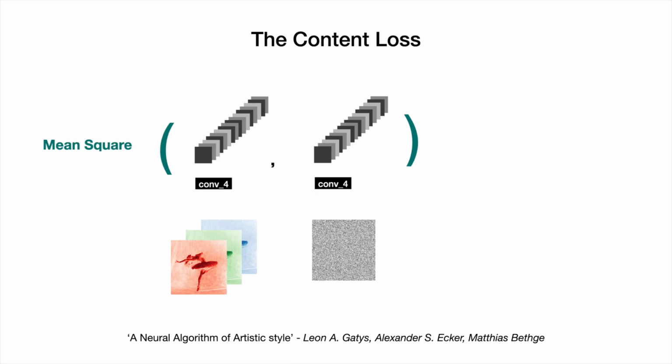During the training, we don't update the weights and biases of the network. Instead, we only update the pixel values of this white noise image. Eventually, this white noise image will have the content of the content image. So here is an illustration of this process.